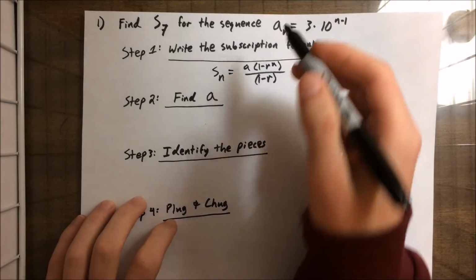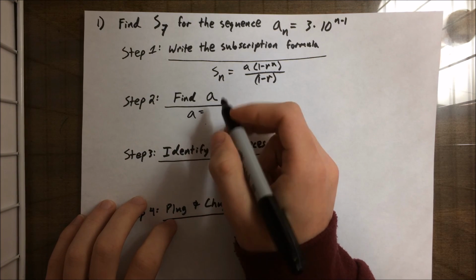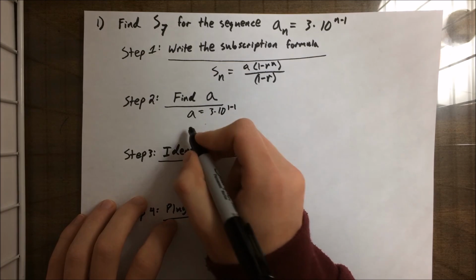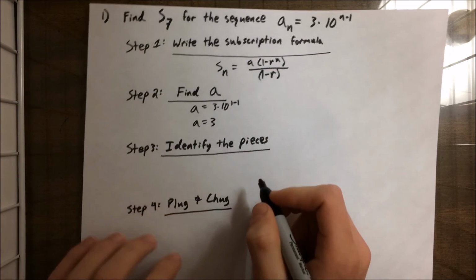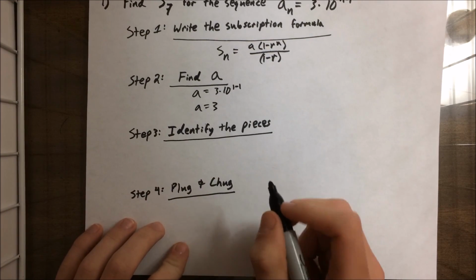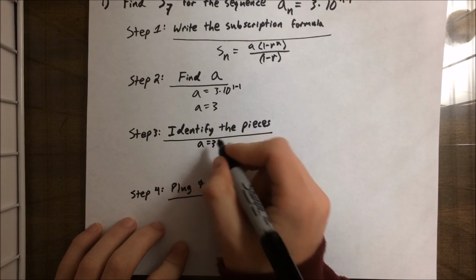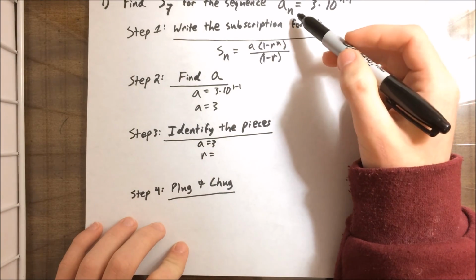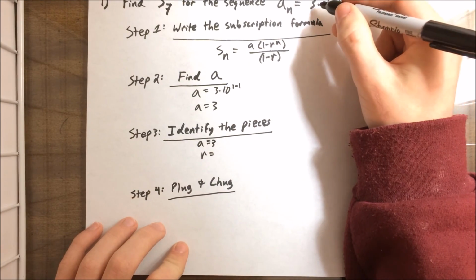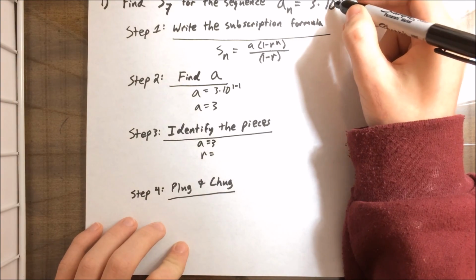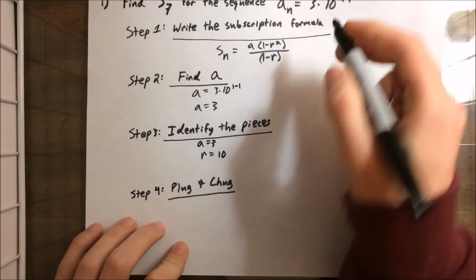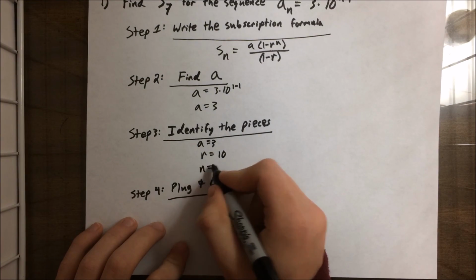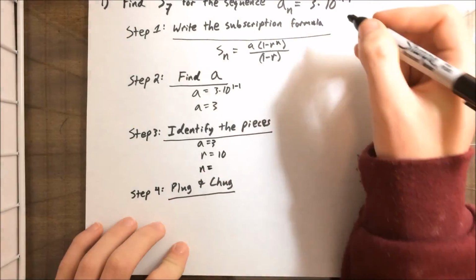So step 2 is to find the first term, a. So a is equal to 3 times 10 to the 1 minus 1, so a is equal to 3. Step 3 is to identify the pieces. So a is equal to 3. r, if you look at this, r would be equal to 10. So it would be a r to the n minus 1. So then n is equal to 7.